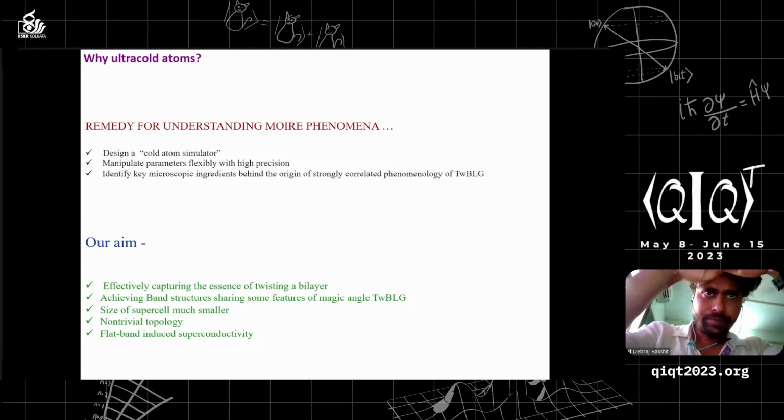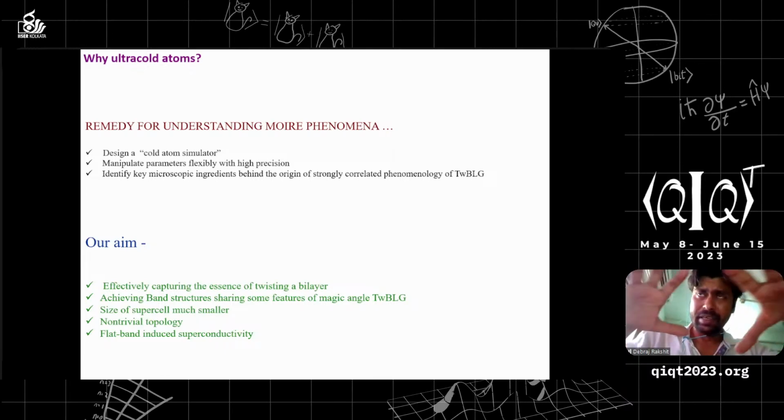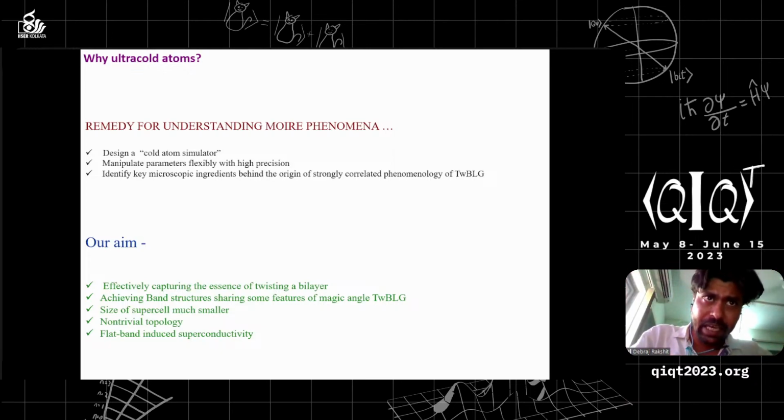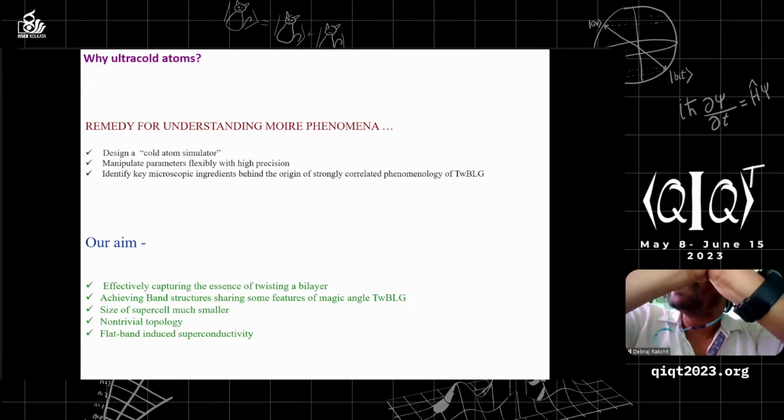So what is our aim? These are our aims. When we try to design the simulator, we have to remember the key aspects happening in twistronics. Obviously, effectively capturing the essence of the twisting of a bilayer, and what are they? They are like achieving band structures sharing the same features that magic angle twisted bilayer graphene provides us. So that's the beginning.